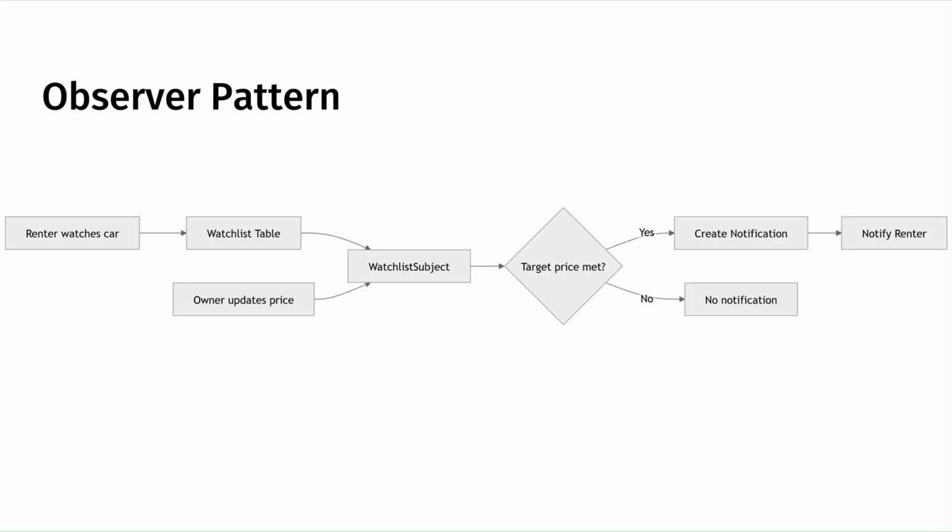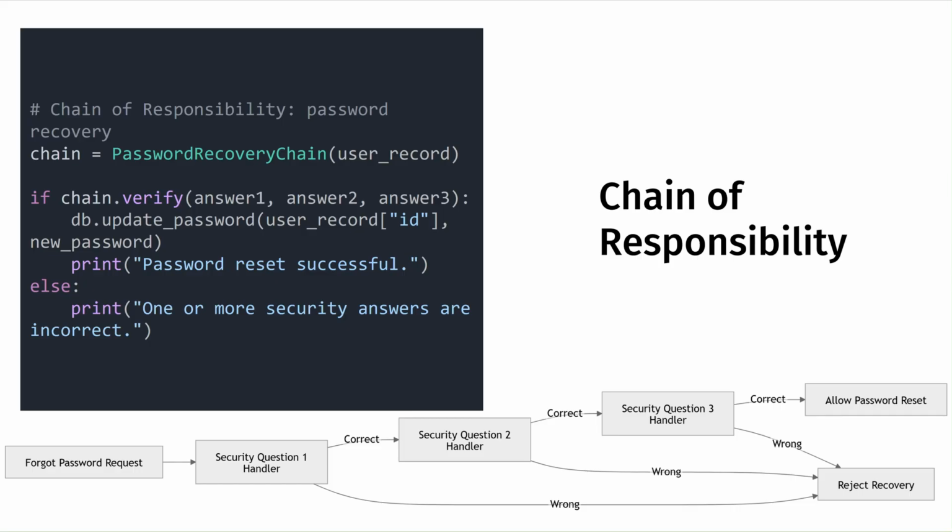The observer pattern powers the watchlist feature. Renters subscribe to vehicles by defining a target price. When an owner updates a vehicle price, all matching renters automatically receive notifications. This snippet shows the chain of responsibility pattern. The recovery request must pass 3 security question checks. If any answer is incorrect, the process stops. If all answers are correct, the user is allowed to reset the password.